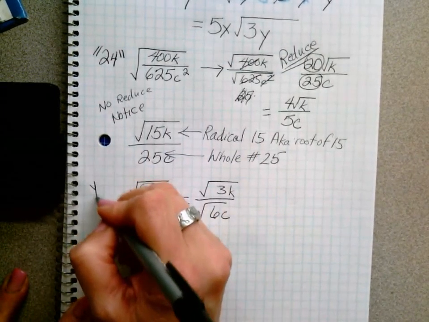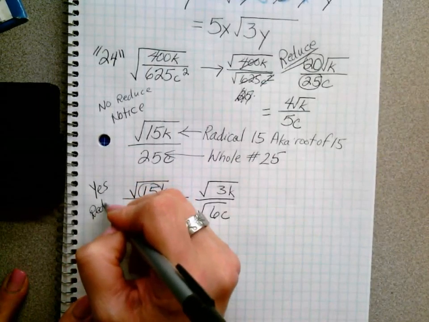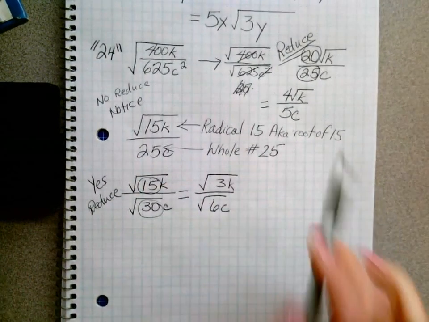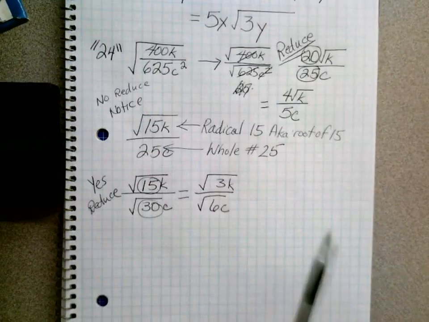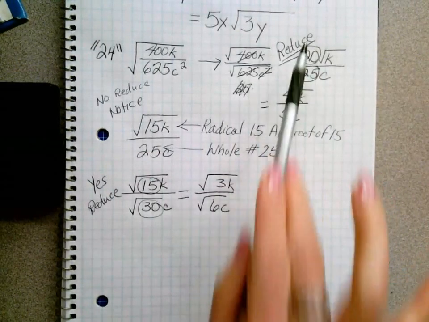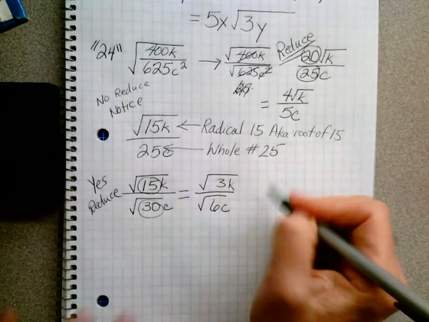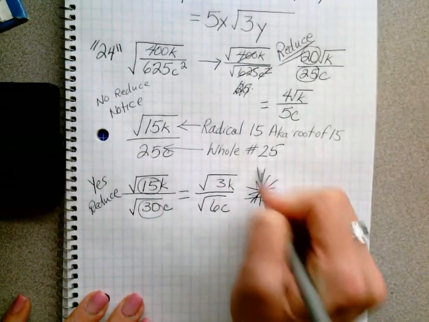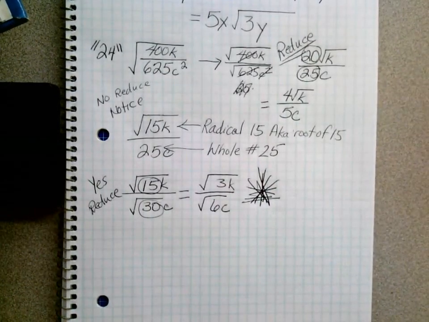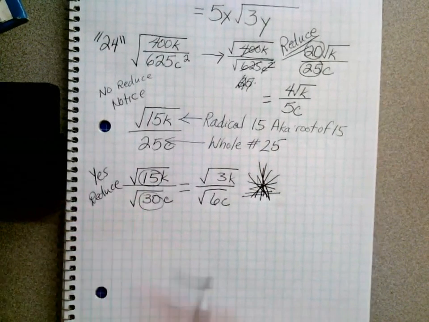Okay? Yes, reduce. Okay, so the rule is, if they are in the same location, either outside of the radical, both of them, or inside the radical. You don't have anything like this, but I just thought in case you're asking yourself that question. Okay, that's number 24, or a fair representation of number 24.